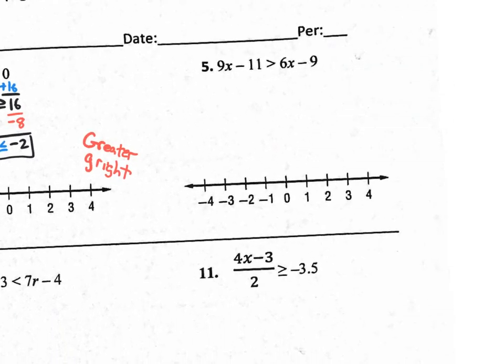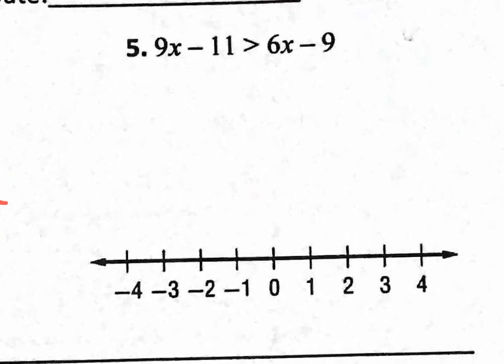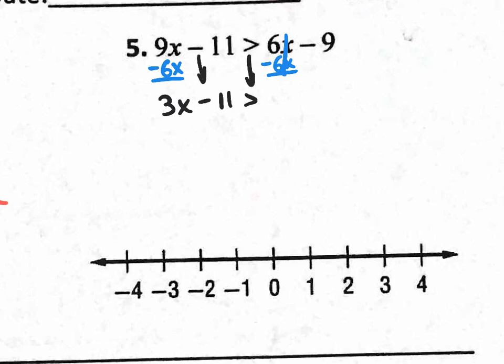Let's move on to the next one, number 5. You want to solve this inequality. Let's treat it like if it were an equation. Let's get x by itself on one side. Let's subtract 6x. Subtract 6x. 9x take away 6x is 3x. Bring down everything else. The minus sign comes down. The 11 comes down. The inequality even comes down. And also the minus 9 comes down. So there's our new inequality.